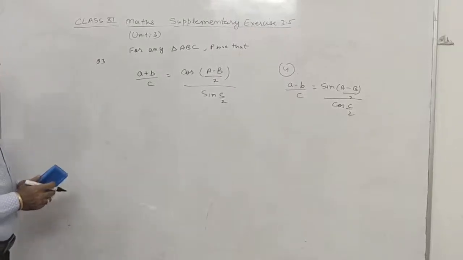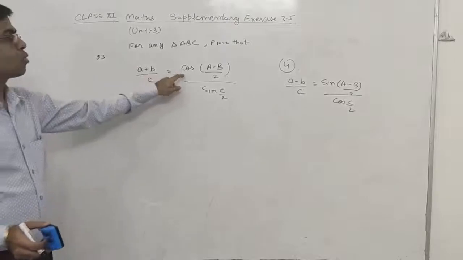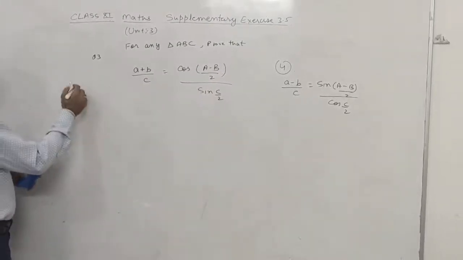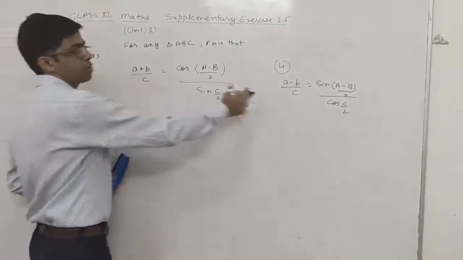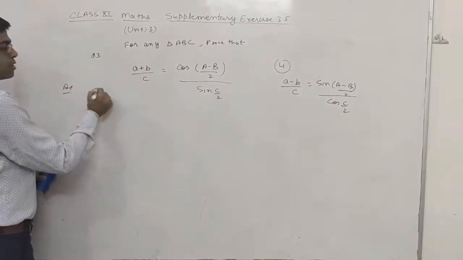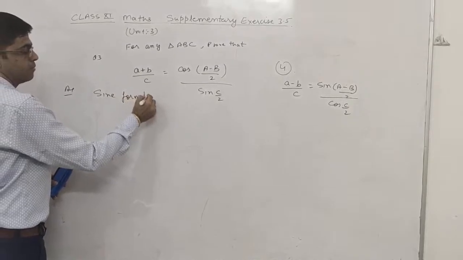Now the next question: for any triangle ABC, we have to prove (a plus b) upon c equals cos of (A minus B) by 2 upon sin of C by 2. In this question, these two are similar type. I will solve this and you will solve this one yourself. So in this question we can use the sine formula. What is the sine formula?